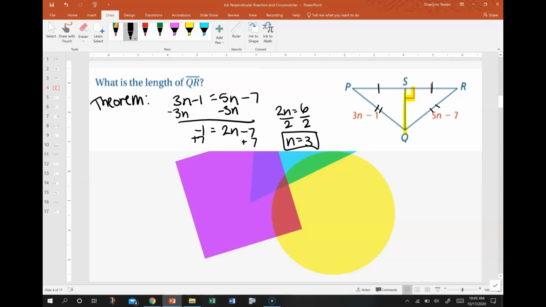Did I find the length of QR? I have not. So I need to take 3 and plug it in. So we've got 5 times 3 minus 7. This is 15 minus 7, and 15 minus 7 is 8. So the length of that line is 8.